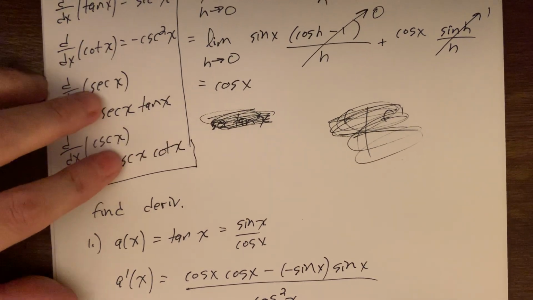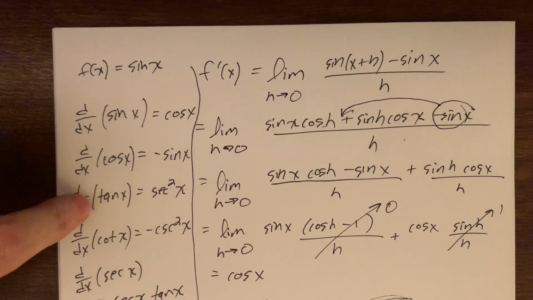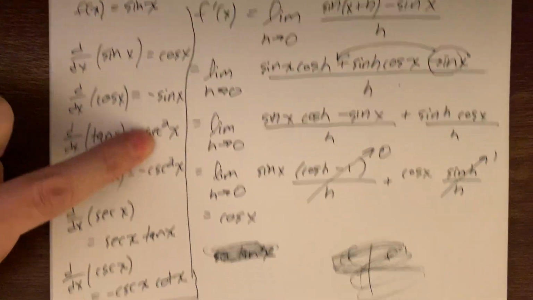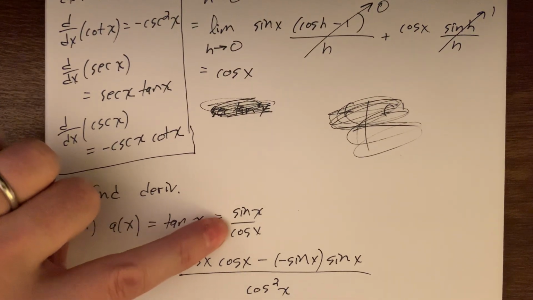But again, make sure you're clear. Don't just say tangent equals secant squared. The derivative of tangent equals secant squared. Tangent as an original function equals sine over cosine.